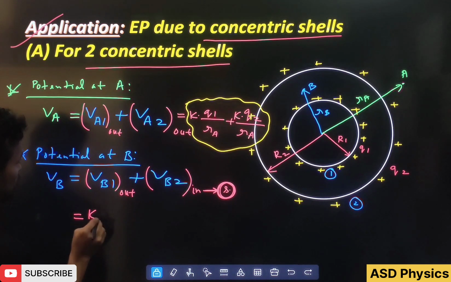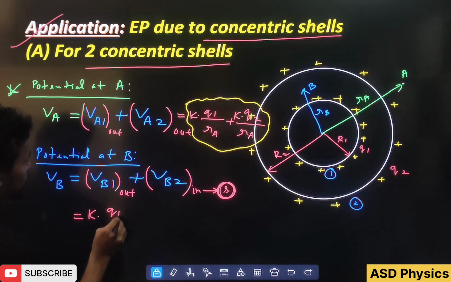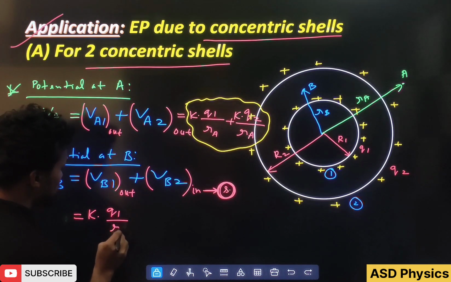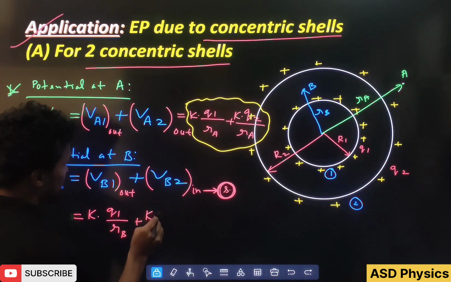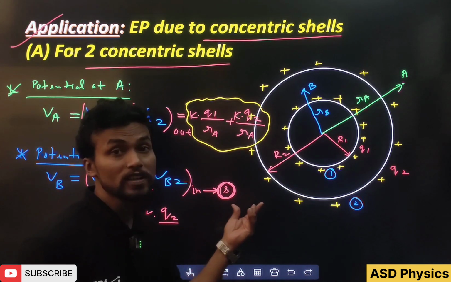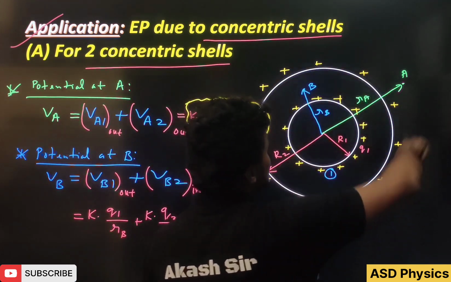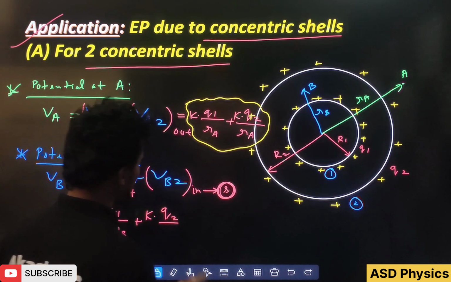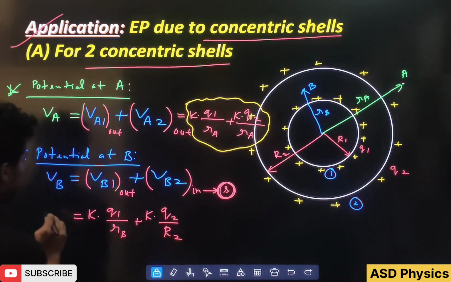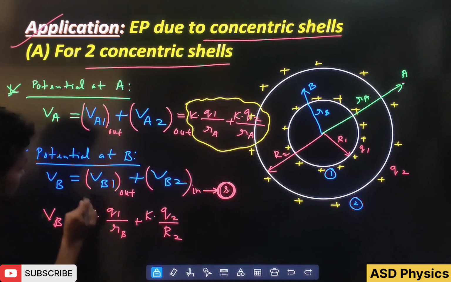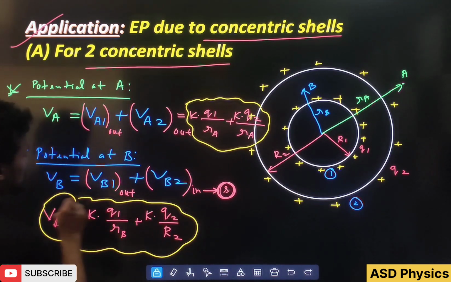Outside means K into Q1, actual length we have to use. How much length is there? RB. So K Q1 by RB plus K into Q2, where inside. That means which potential? Surface potential. Whatever potential at the surface of 2, same potential inside. That means which length? We have to use K into Q2 by R2. This is potential at point B. Okay, so we have done this one for which one?